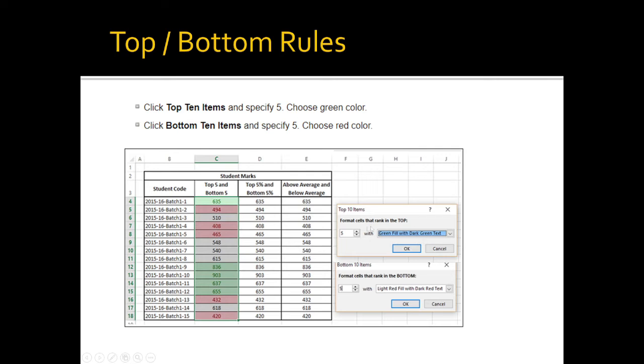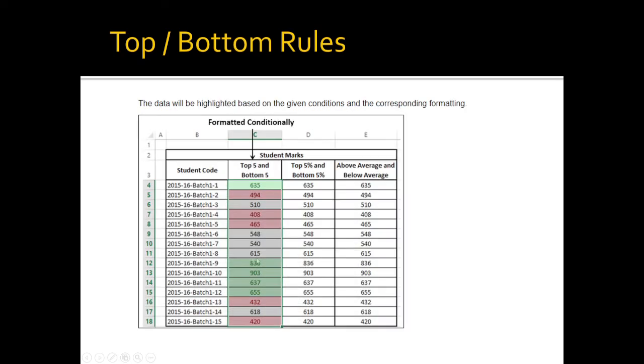So this is how we do the formatting. So that means 5, top 5, and then this will be the format for top 5. Bottom 5, this will be the format for the bottom 5. So the data will be highlighted based on the given condition. So this will be our result.